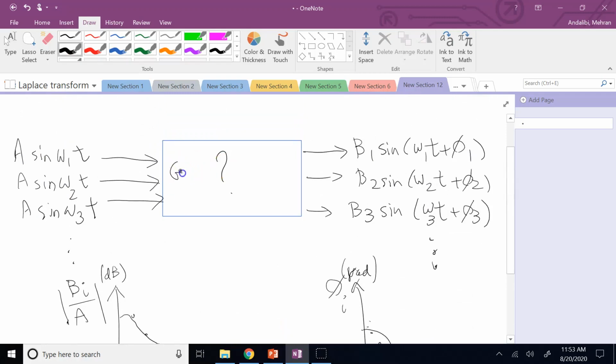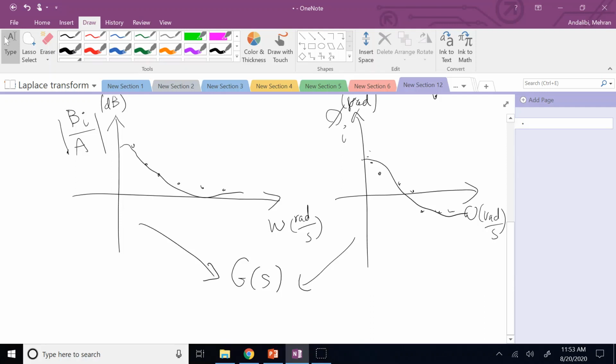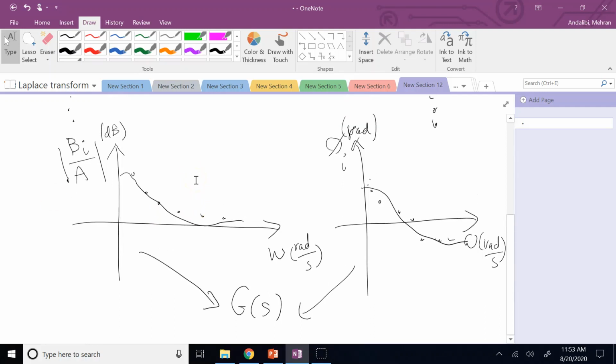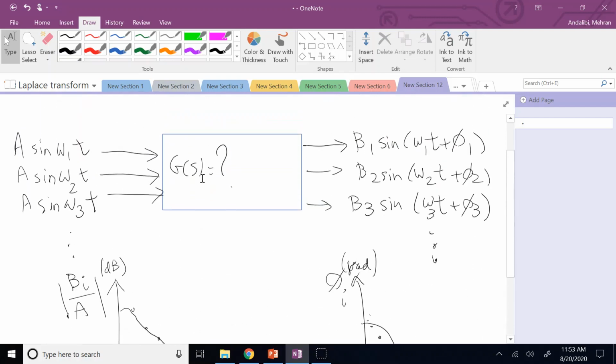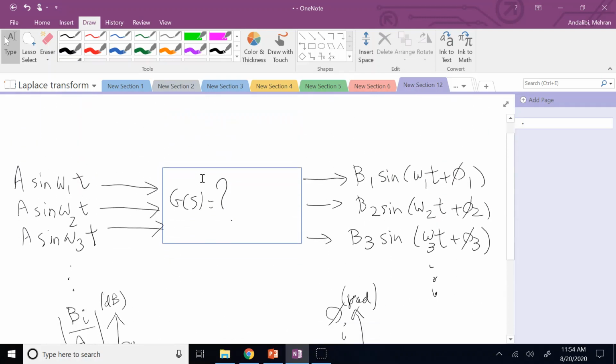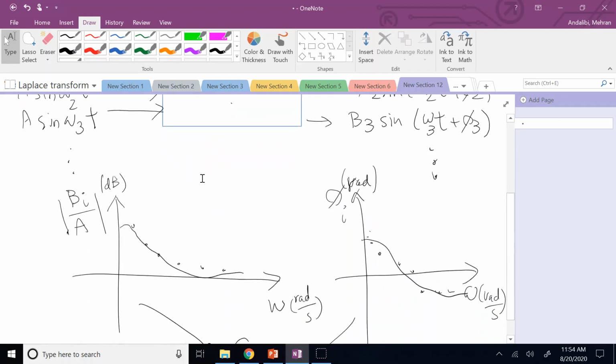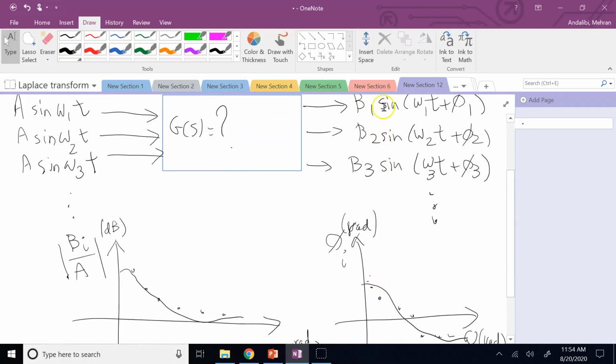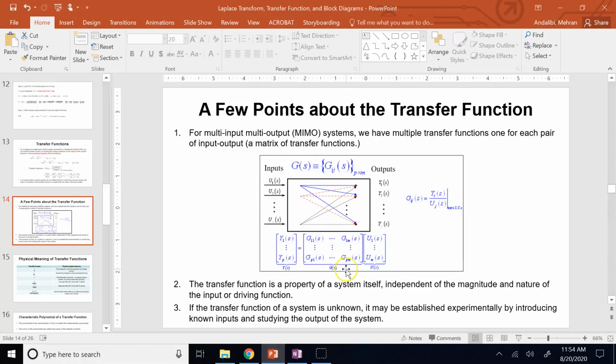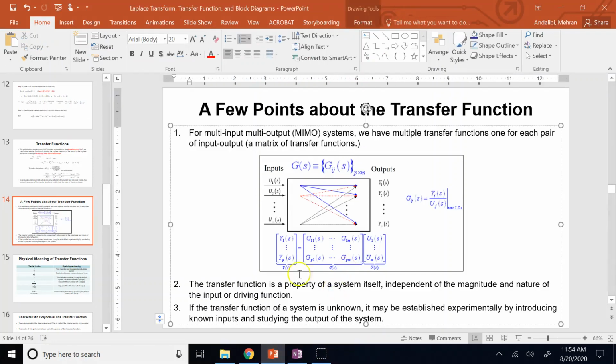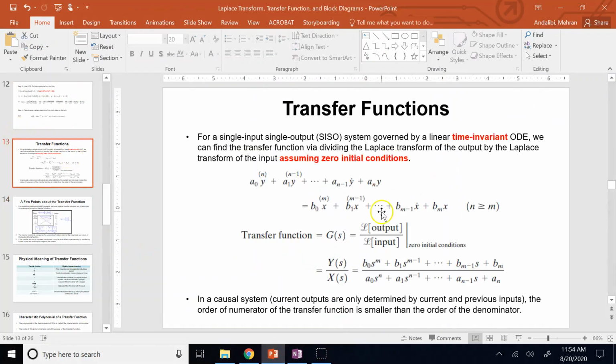Okay, so if this G of s I don't know, based on these frequency graphs, I can find or estimate G of s. Okay, this is a system identification process, and we'll talk about it when we go to the frequency response chapter. But the transfer function can be found experimentally if we don't know the governing differential equation.